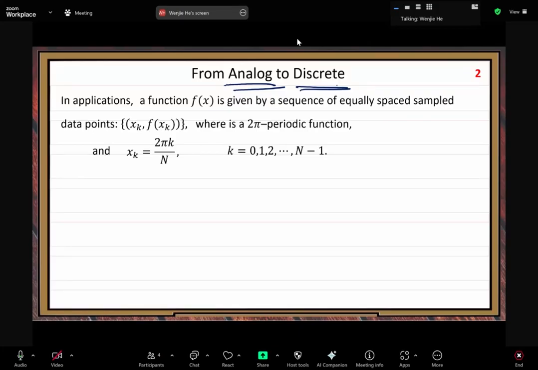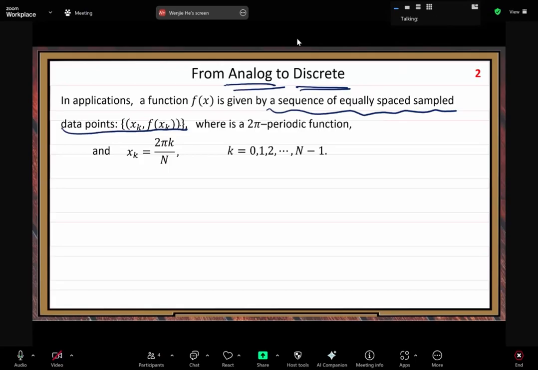In application, a function is given by a sequence of equally spaced sampled data points, like the sound file. How to get those numbers? You do equally spaced sampling and get sampling values equally spaced. For an image file, also equally spaced sampling values.